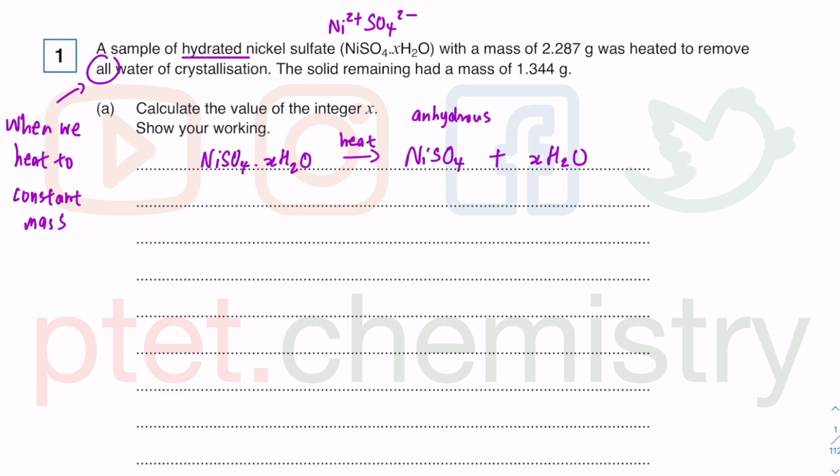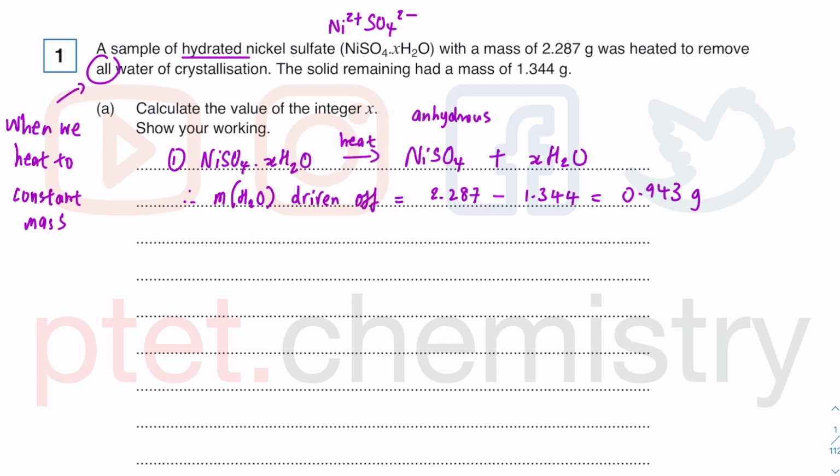The solid remaining had a mass of 1.344. So the mass of water driven off has to be the difference in the masses: 2.287 gram minus 1.344 gram. We had a 3 decimal place mass balance, so pretty accurate. 2.287 minus 1.344, I get 0.943 gram of water. So calculate the value of the integer x.